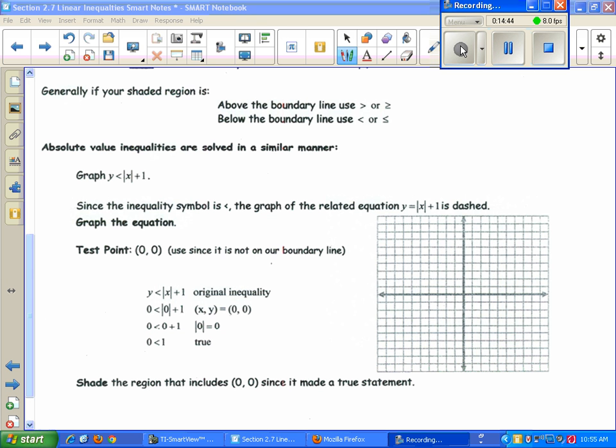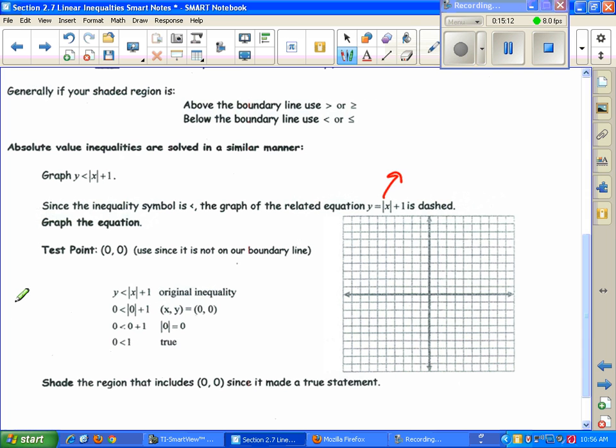So absolute value inequalities are solved in a similar manner. We're going to graph y is less than the absolute value of x plus 1. Since the inequality symbol is less than, the graph of the related equation y equals absolute value of x plus 1 is dashed. So the first thing we want to do is graph our equation. And if you remember from the last section, we learned how to do this. Since it's an absolute value equation, I want to figure out what the vertex is.